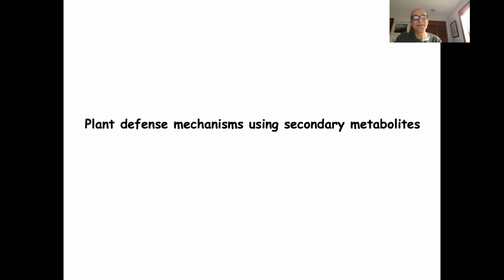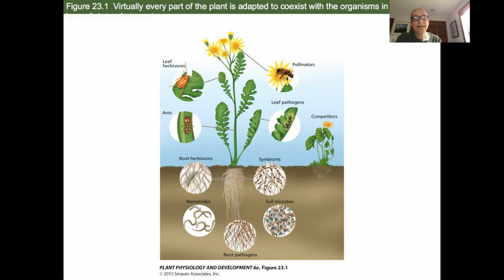Welcome to another lecture. This lecture is about plant defense mechanisms using secondary metabolites. So to start us off, let's look at this picture here from your book. It shows a plant and it says virtually every part of the plant is adapted to coexist with the organism in its environment. So you see that the roots are interacting with symbionts and with soil microbes and root pathogens and nematodes and root herbivores, and everything is interacting with the root.